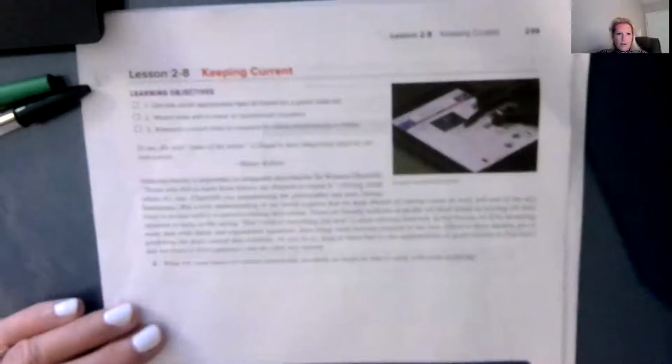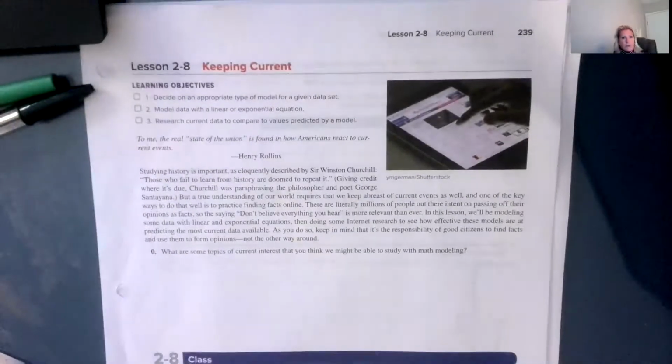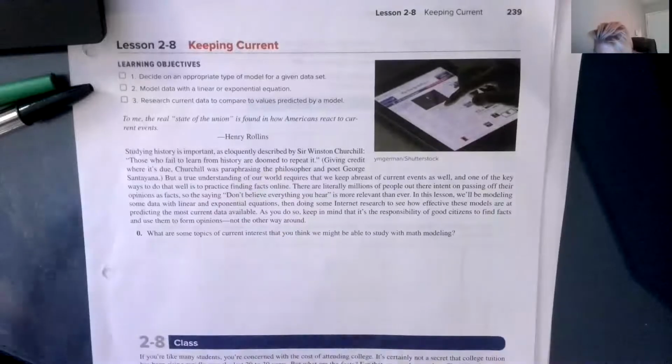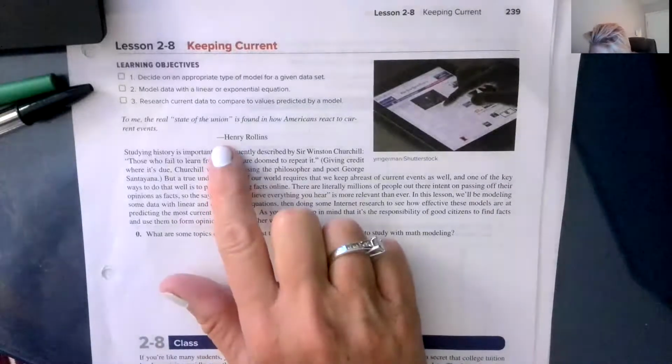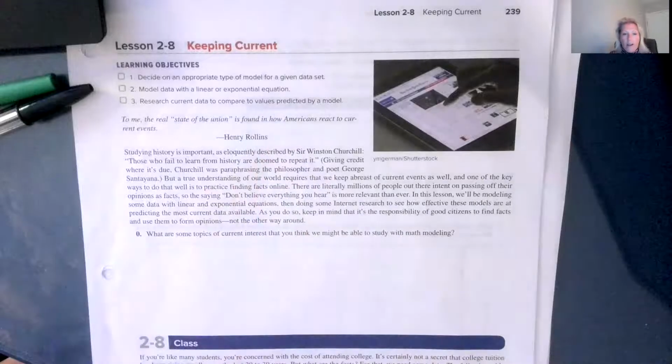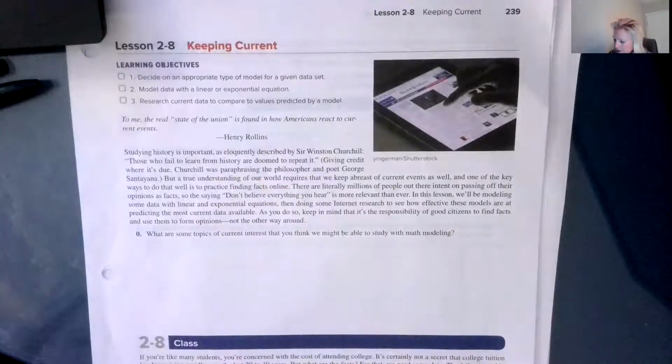Hello, today we're going to work on lesson 2.8 reasoning. It's called Keeping Current. And our quote for the day is, "To me, the real state of the union is found in how Americans react to current events." And wow, that's pretty fitting for all the current events we have going on in our world right now.